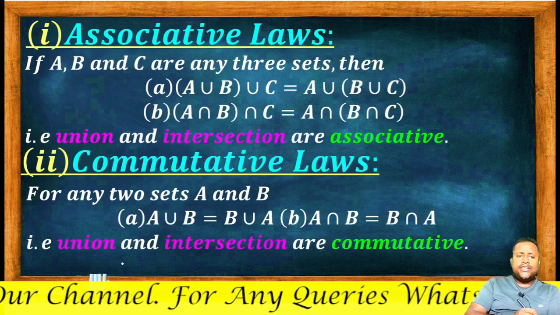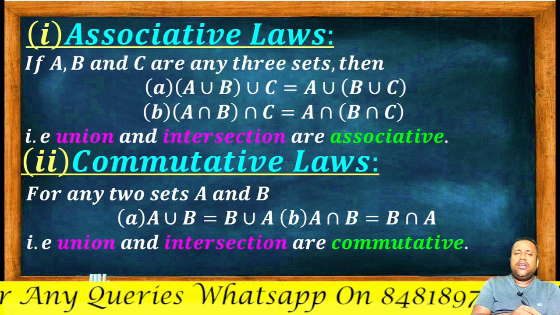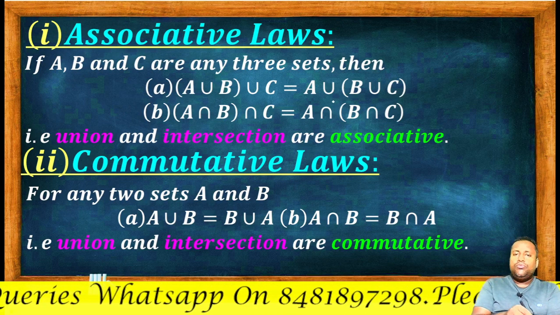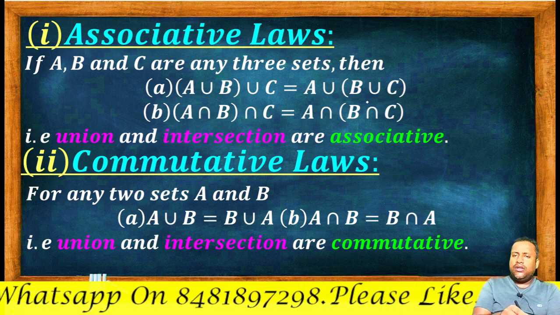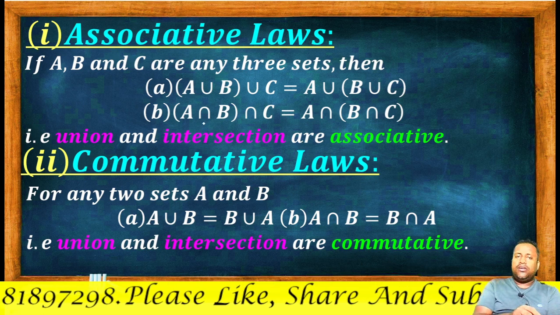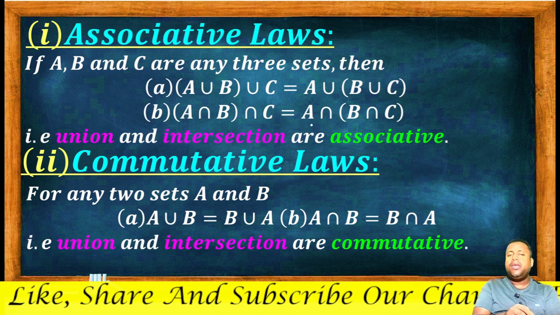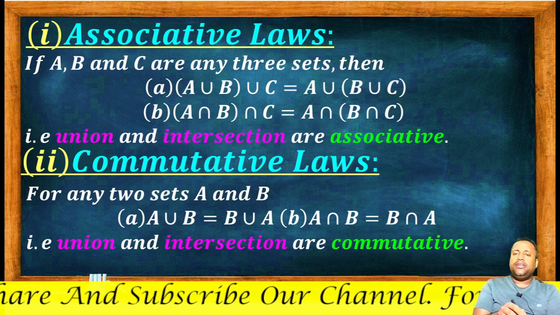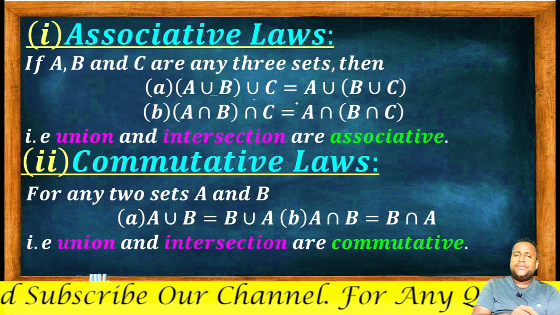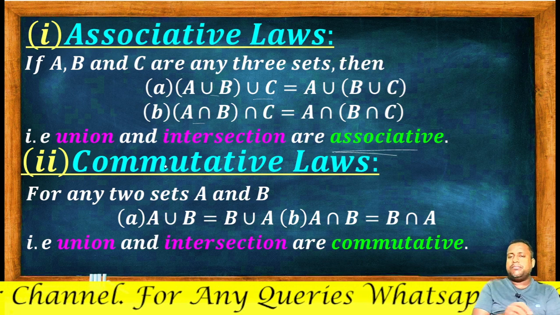What is actually associative laws? For any three sets A, B, C, (A union B) union C equals A union (B union C). Similarly, on the basis of intersection, (A intersection B) intersection C equals A intersection (B intersection C). That means both union and intersection are associative.